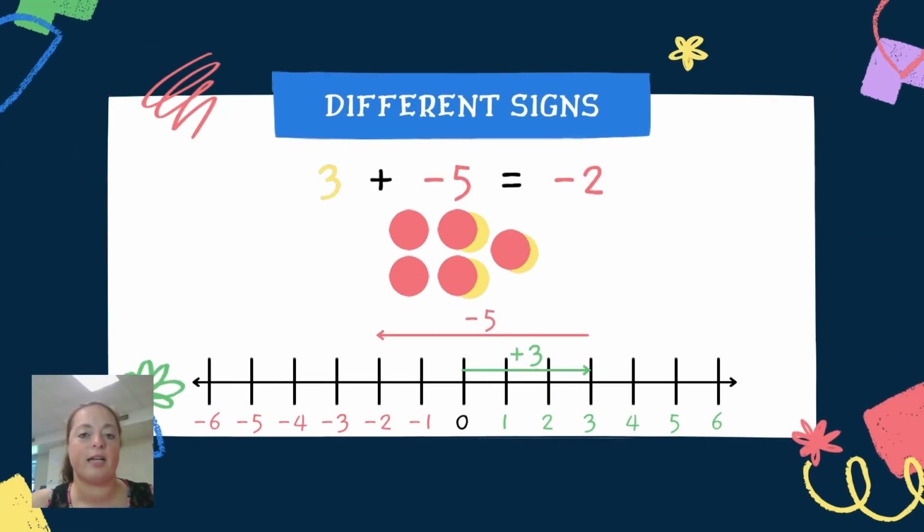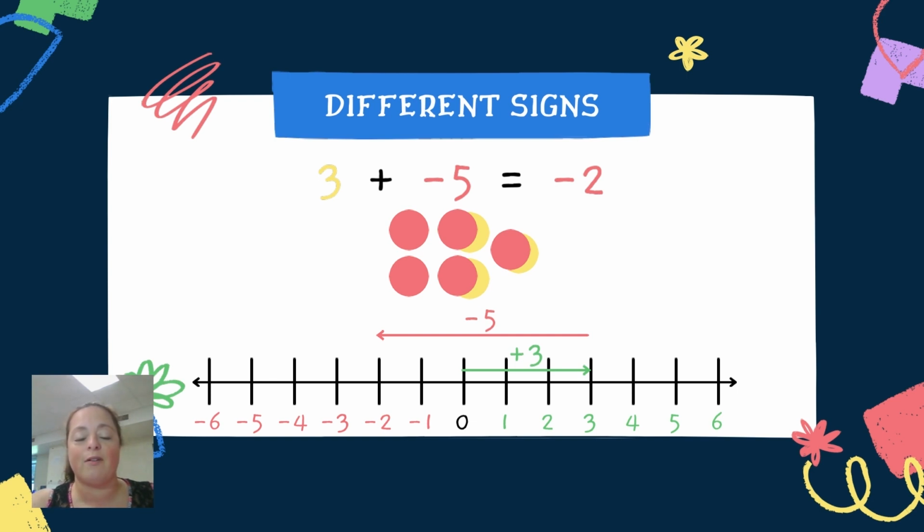Let's look at 3 plus -5. You can see from the counters and the number line that we're working against each other. The negative and the positive work against each other. On the number line, it goes two different directions. And in the counters, there are yellow counters and red counters. So some of them cancel each other out.